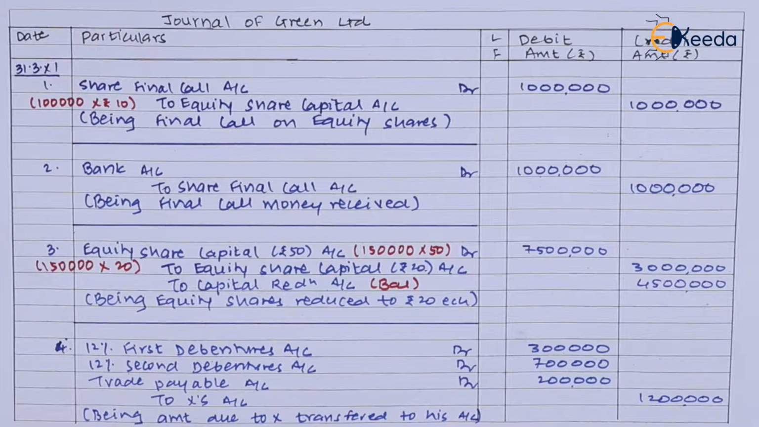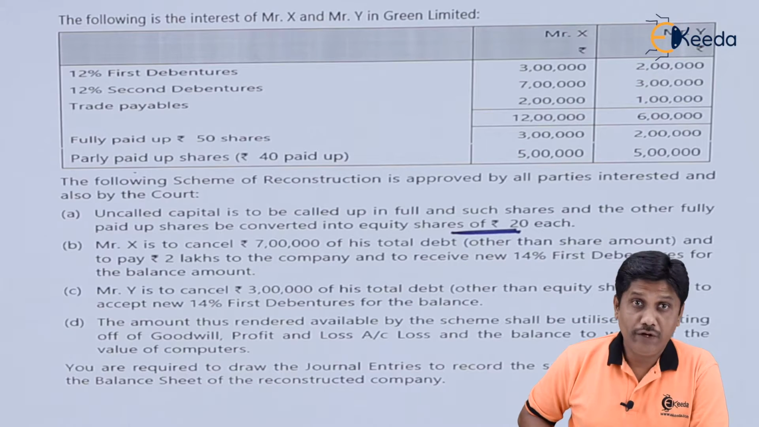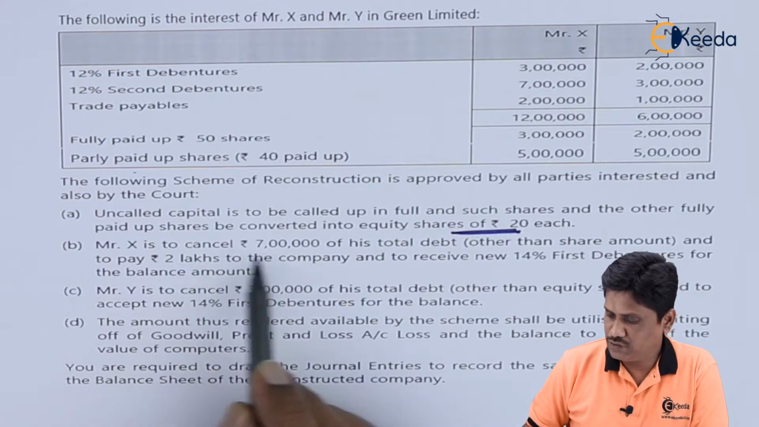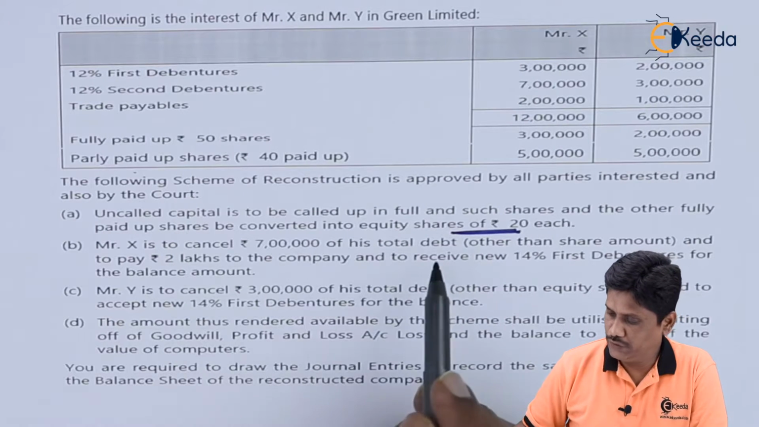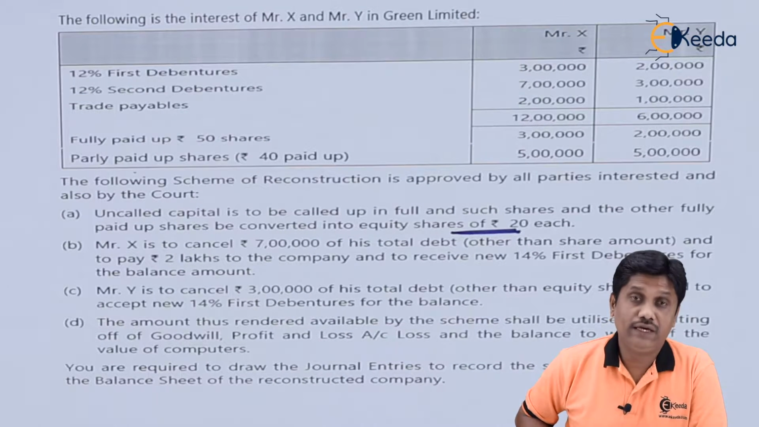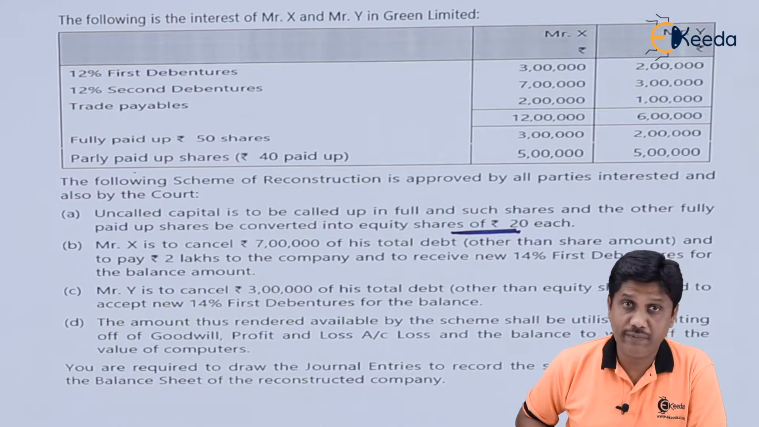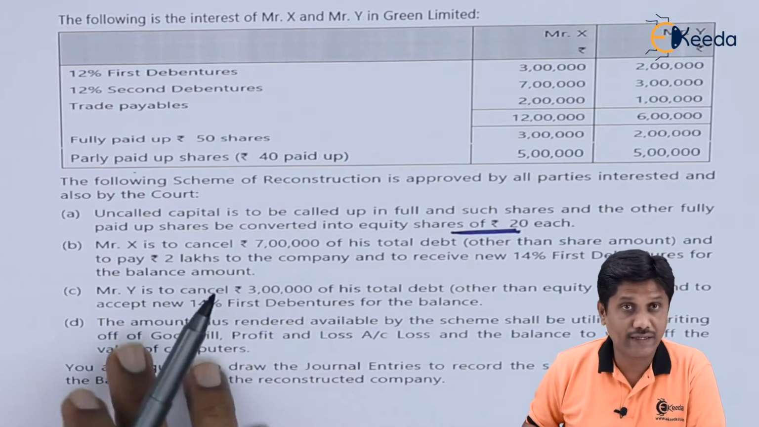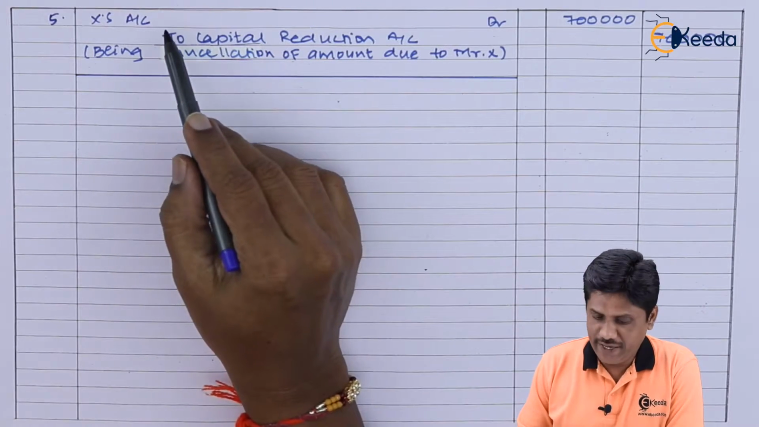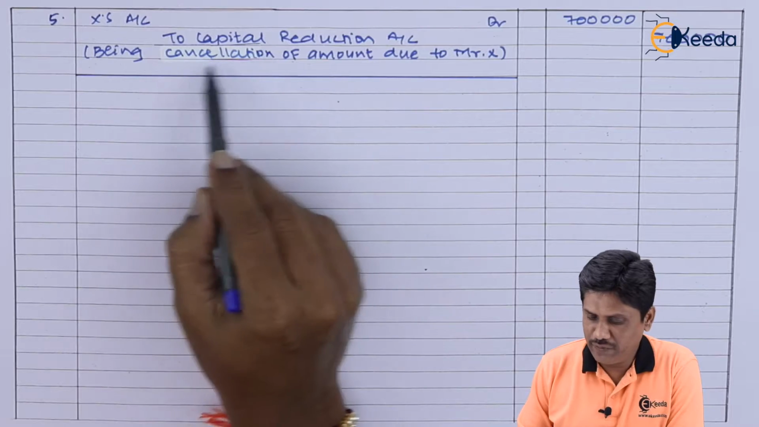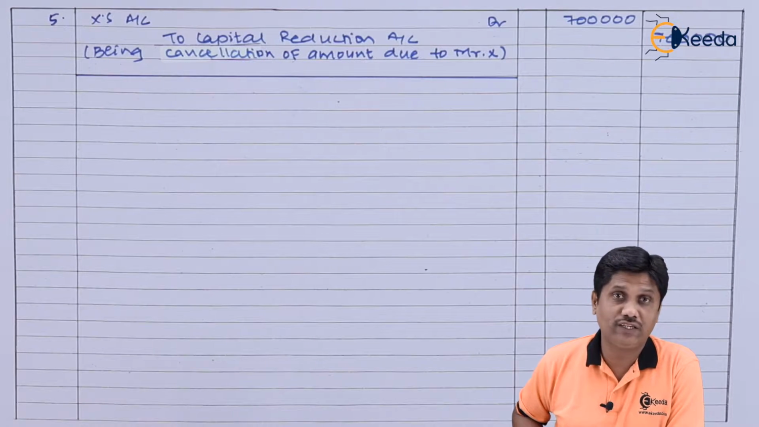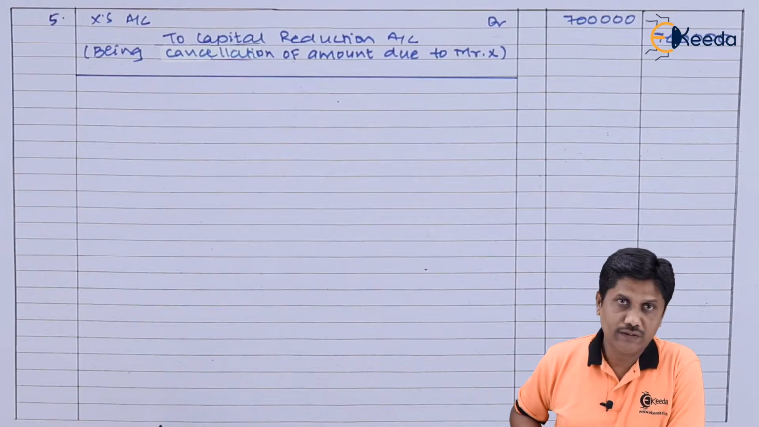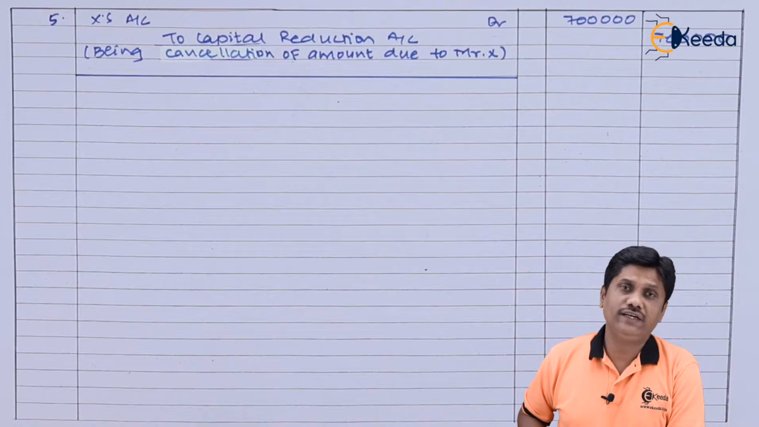Let us go step by step with the information. Point number B says Mr. X to cancel 7 lakh of his total debt, total dues. So my entry will be X account debit to capital reduction account 7 lakh. Friends, you can notice the entry X account debit to capital reduction account, being cancellation of the amount due to Mr. X. X has sacrificed 7 lakhs rupees. So I have transferred. Let us see the next line regarding X.